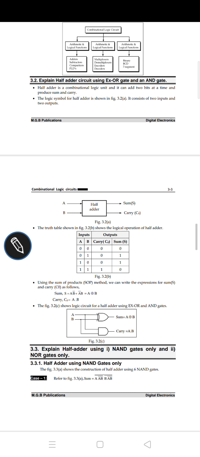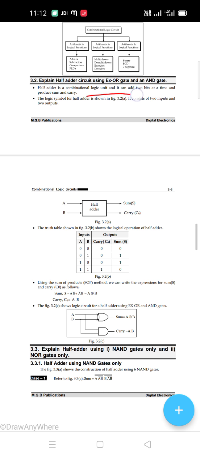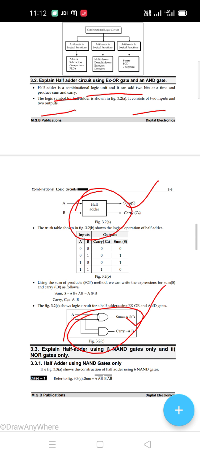What is a half adder circuit? A half adder circuit is a combinational logic circuit. It will add 2 bits and produce sum and carry as the outputs. And this is the logic symbol. Okay, there is a difference: this is the logic symbol, this is the logic circuit. In the logic symbol, it consists of 2 inputs and 2 outputs, and this is the truth table. These are the expressions, and this is the logic circuit. These 4 are important to explain the half adder circuit using XOR gate and AND gate. This is the question you are asked: XOR gate and AND gate.